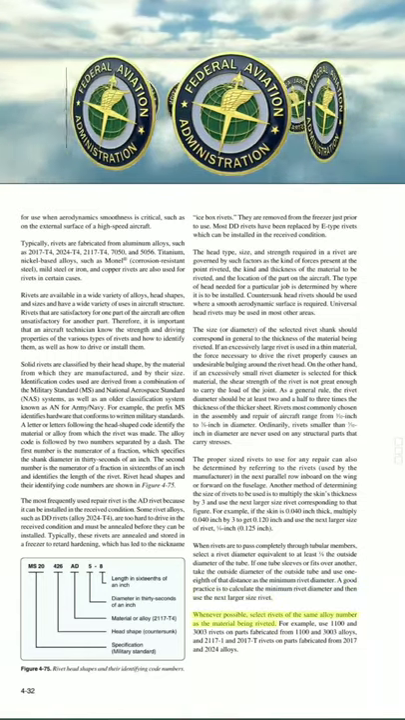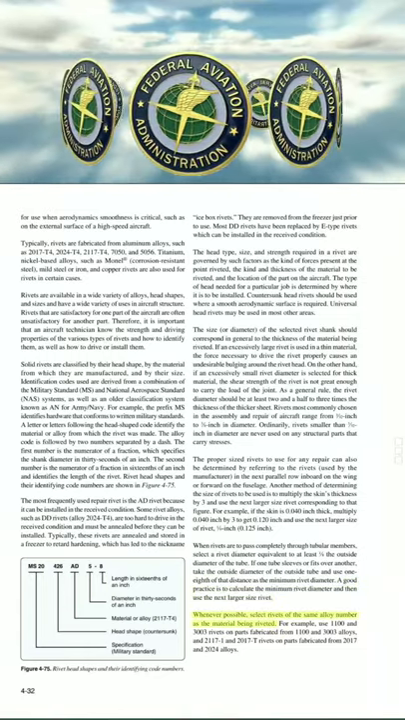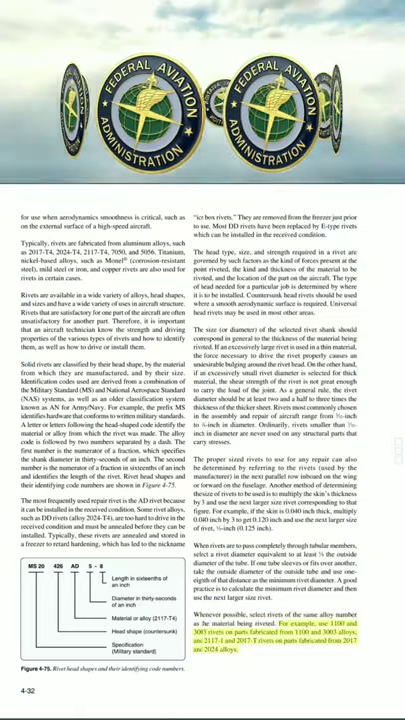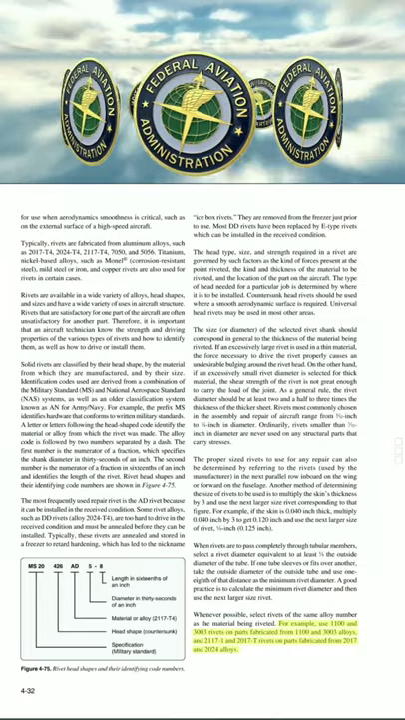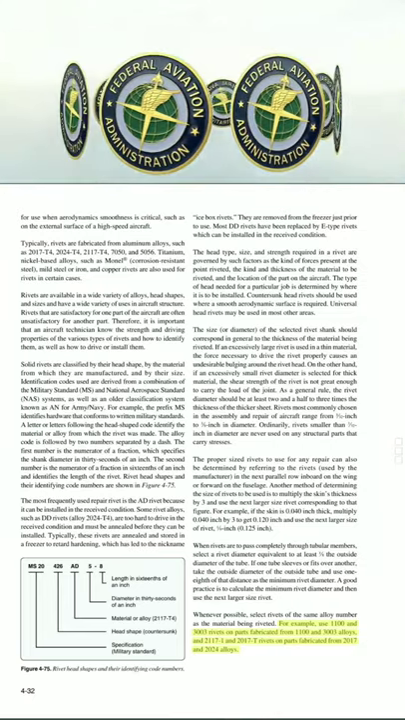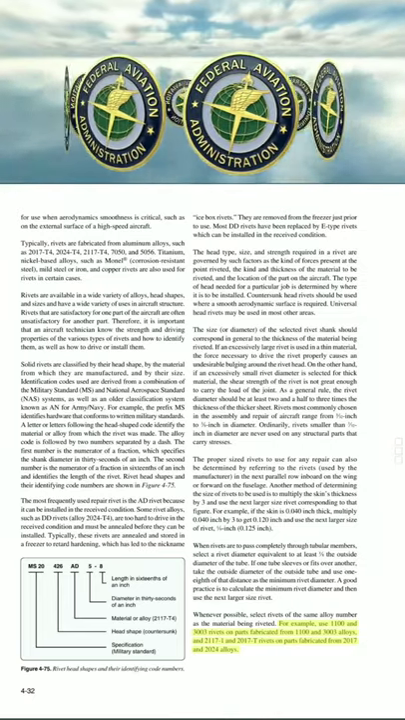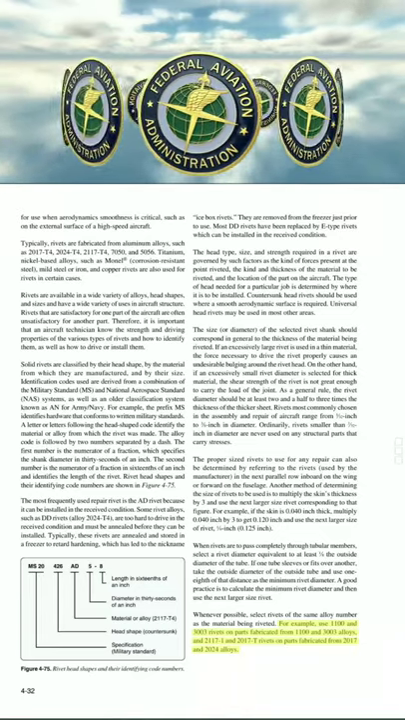Whenever possible, select rivets of the same alloy number as the material being riveted. For example, use 1100 and 3003 rivets on parts fabricated from 1100 and 3003 alloys, and 2117-T and 2017T rivets on parts fabricated from 2017 and 2024 alloys.